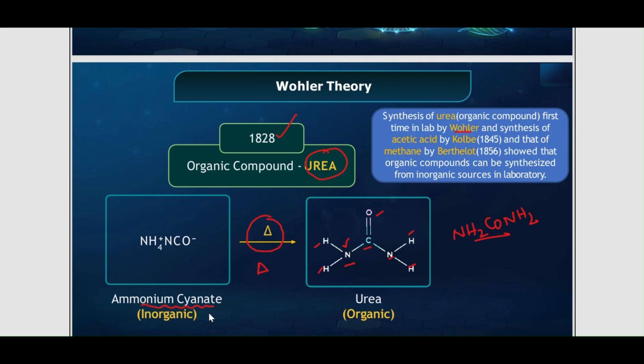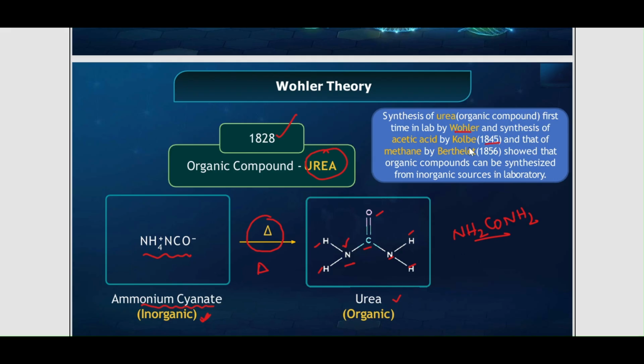ammonium cyanide, whose molecular formula is NH4NCO. Upon heating this ammonium cyanide we get urea, and this is completely synthesized using an inorganic source. So not only urea, other compounds can also be synthesized from inorganic sources.